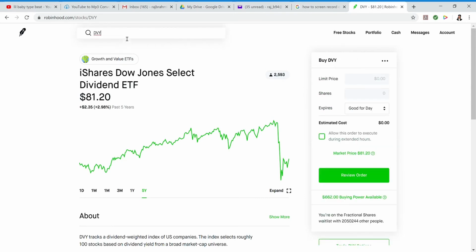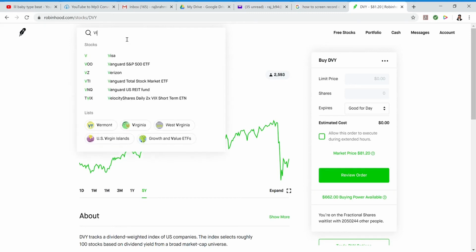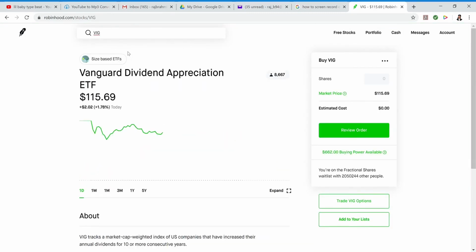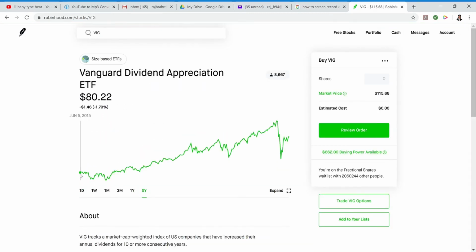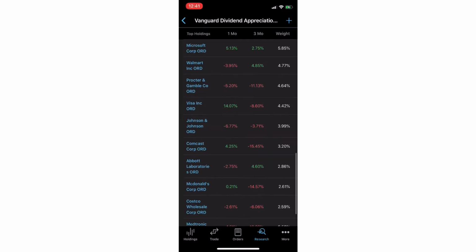It's not too difficult. Next up, we're going to go towards, what's the next one? VIG. This is a Vanguard index fund. This one pays pretty good dividends. That's why I like it. As you can see, it's pretty strong. It grows over time. Obviously, see that dip because of the coronavirus that happened. But you can see right now it's at a discount price.